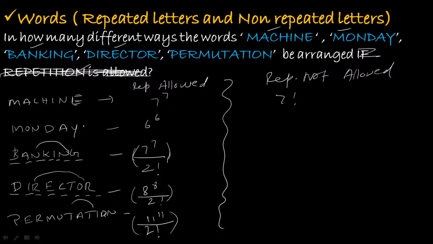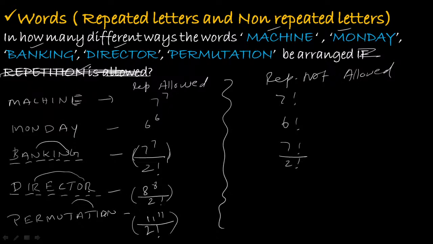The next one is Monday. It has 6 letters, none of them is repeated, taking all at a time means 6 factorial. Look at the word banking, it has 7 letters, the total number of possible arrangements is 7 factorial divided by 2 factorial, since N repeats 2 times.